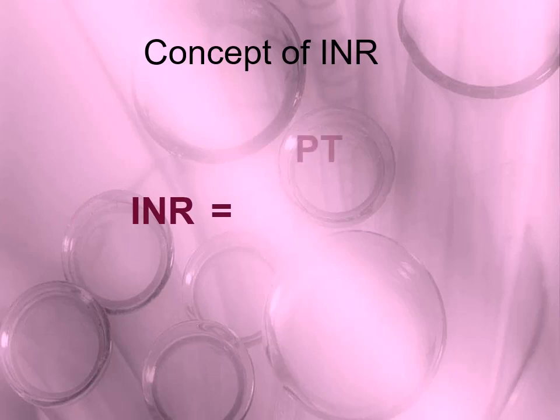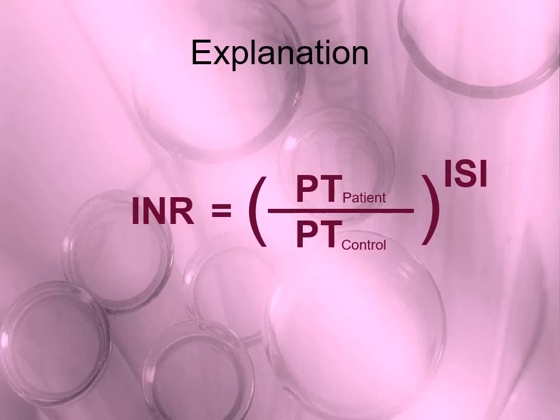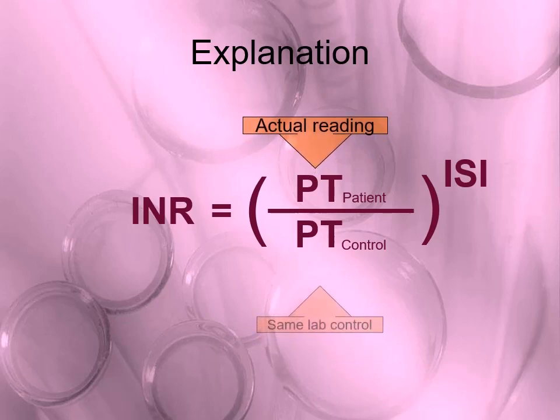Concept of INR. INR is a trial to remove the effect of variation of the reagents used on the actual test of prothrombin time. The equation states that INR is equal to the prothrombin time of the patient divided by the prothrombin time of the control, to the power of ISI. Prothrombin time of the patient is the actual result detected or recorded by the lab machine. The prothrombin time of the control is the same laboratory's control result.